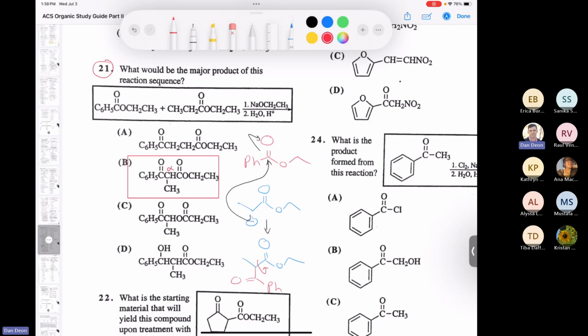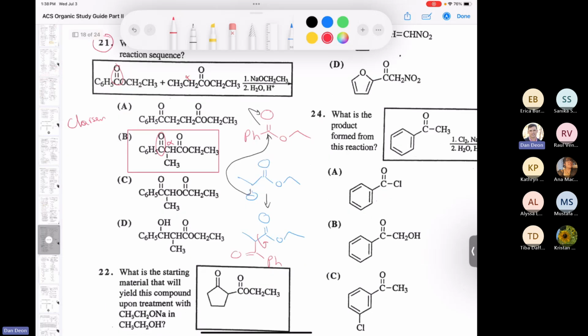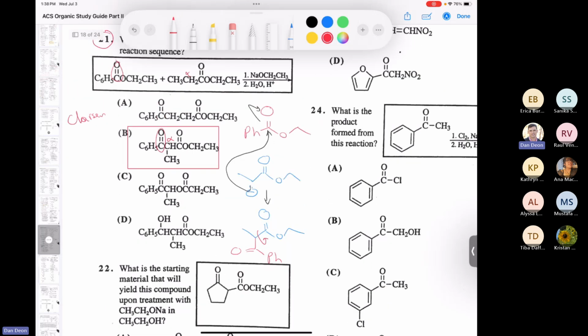Attached to the alpha carbon, you have the carbonyl that came from the ethyl benzoate. And so there you have it. So this is our alpha carbonyl, and that would be it. So this would be a Claisen reaction, right? Remember we talked about a beta keto ester? Well, that's what this is, okay? This compound here, the beta carbon, you have a ketone, and then here you have an ester. So this is a beta keto ester. Good.